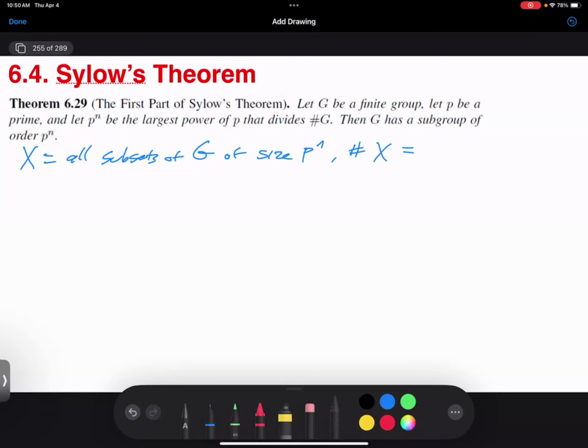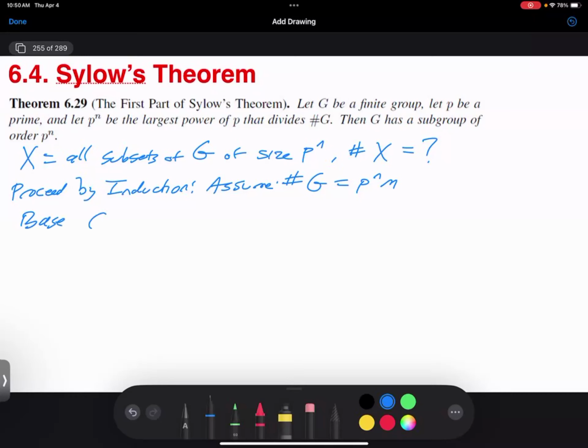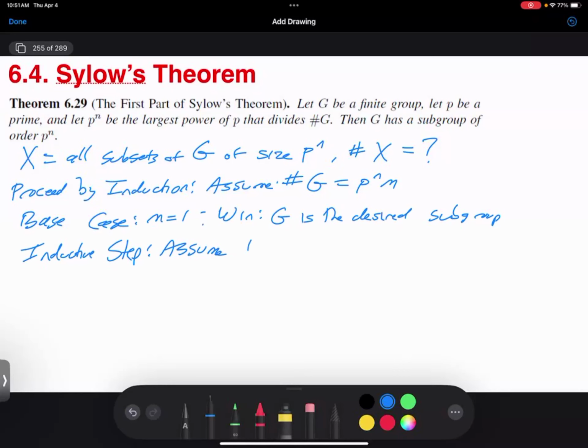Well, it depends on what the order of G is, right? So we're going to proceed by induction. So we'll assume that the order of G is P to the n times m. So the base case, m equals 1. Can you prove that when the order of G equals P to the n, G has a subgroup of size P to the n? Yes, what's the subgroup? G is the desired subgroup. So now we do the inductive step. Assume true for all m prime less than m, do for m.